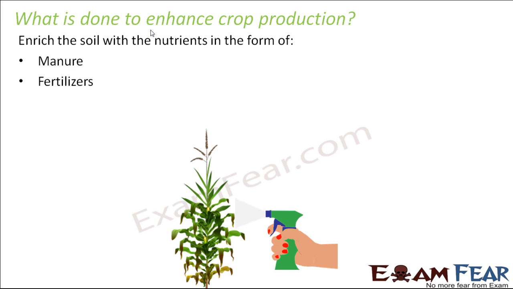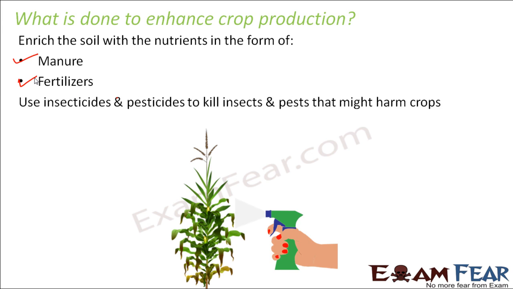Now manure is something which is natural. It doesn't contain any chemical or anything. In fact, cow dung also acts as a very good manure. But fertilizers are chemicals. So fertilizers have good effects, but at the same time they have adverse effects as well. We also use insecticides and pesticides to kill insects and pests that might harm crops. So these are some of the techniques which are adopted to increase the crop production.